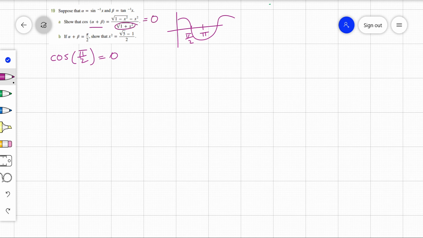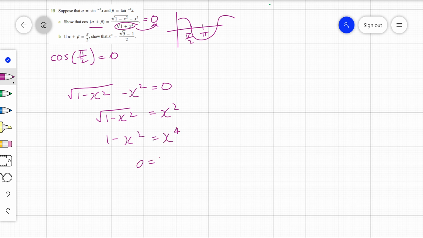So when I multiply both sides by that, I get 0 on the right hand side still. So I've just got the square root of 1 minus x squared minus x squared has to equal 0. So square root of 1 minus x squared equals x squared. If I square both sides, I get this. If I put everything on this side, I've got a kind of a quadratic in x squared. If I want to solve for x squared, it's like going m squared plus m minus 1, where m is x squared. And so now I'm solving for m.